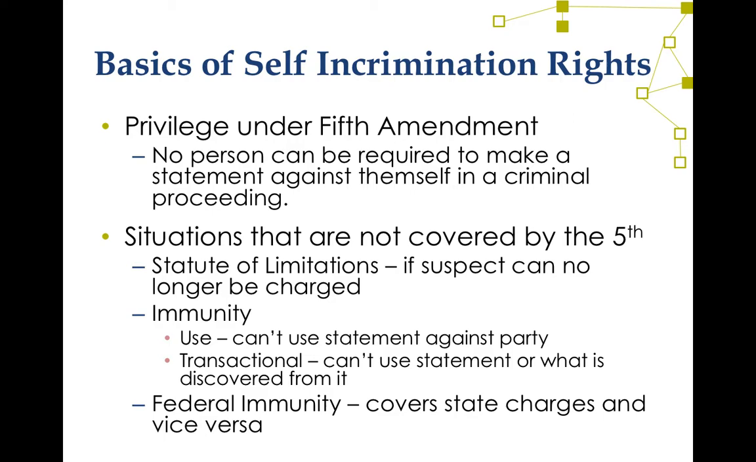So, for instance, if the statute of limitations has expired and the suspect can no longer be charged, they don't have a right against self-incrimination. If you've been offered immunity, and there's two different types of immunity. And what you really want to get is transactional immunity. So use immunity means the statement can't be used against you, and transactional immunity means you can't use the statement or what is discovered from it. Federal immunity covers state charges and vice versa.